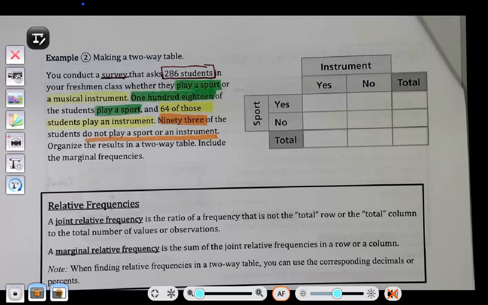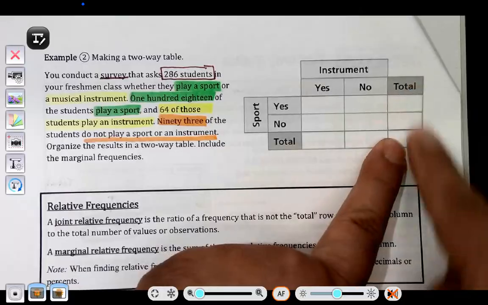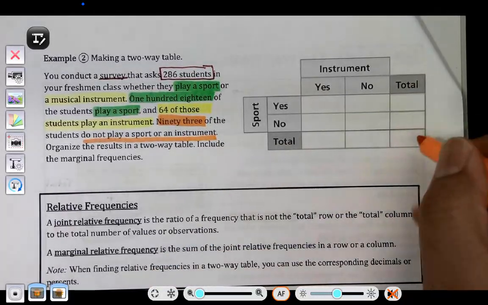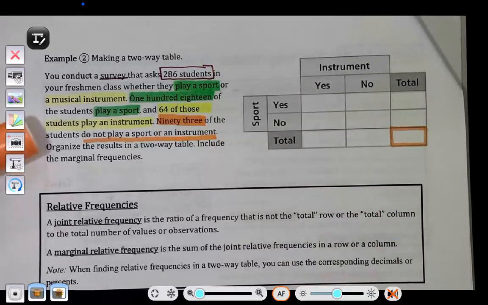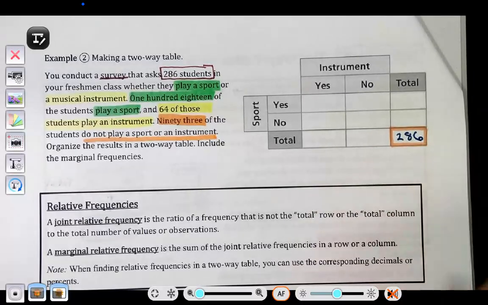Where? Like right here, total? No, it's total, right? Yeah, that's the one. I know what you guys were talking about, but we're going to have to name the column and the row. So right there, that's the 286, because that's the total number of students that were surveyed. So we know that much.